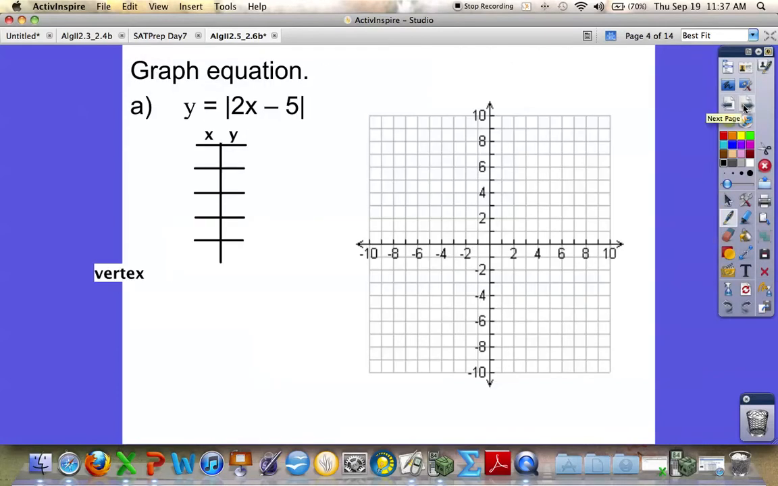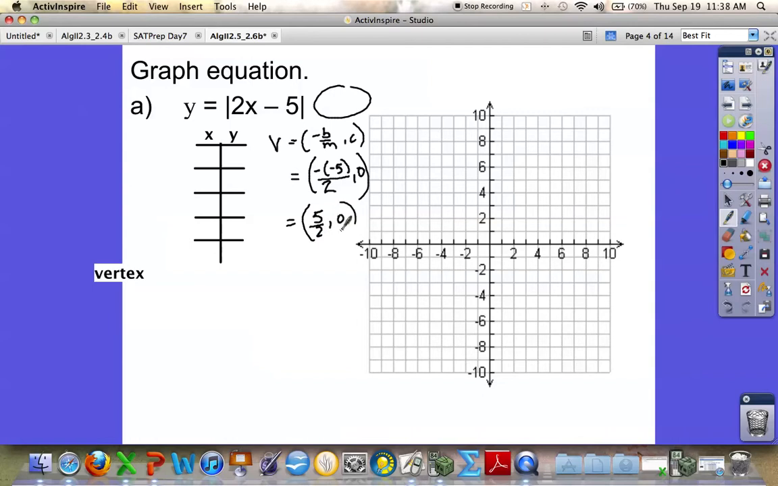All right, so I'd like you to graph this equation. First, find your vertex: negative b over m comma c, negative 5 over 2 comma 0. Again, there's no c, so you're going to get a positive 5 halves comma 0. And that's our vertex.